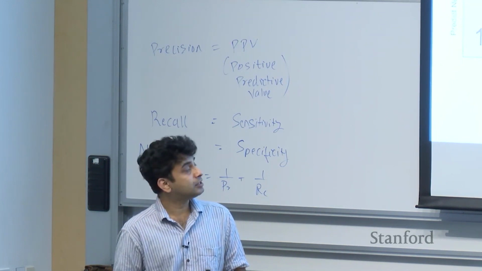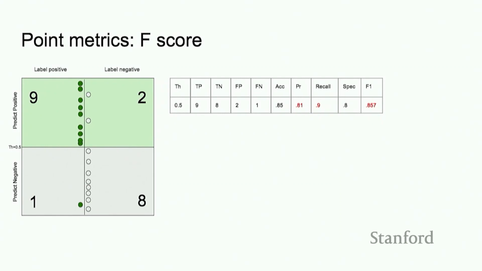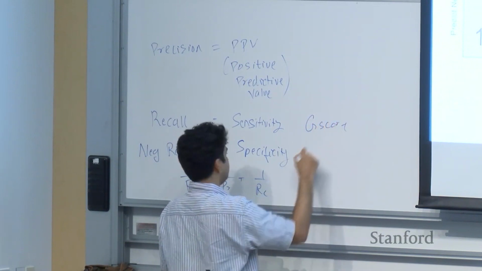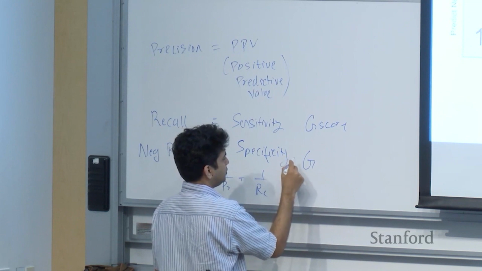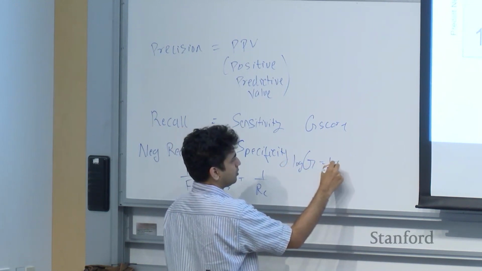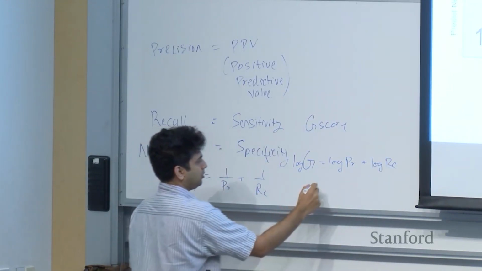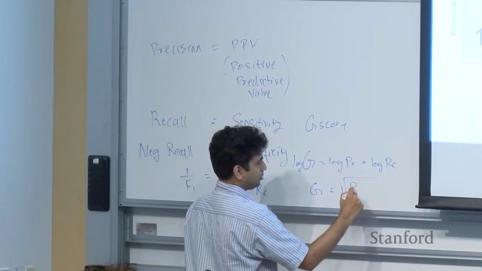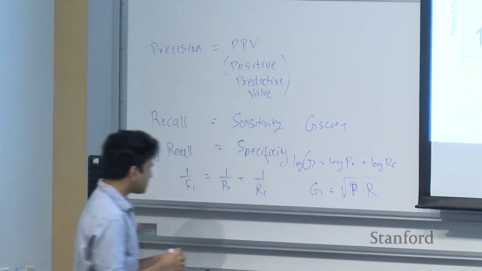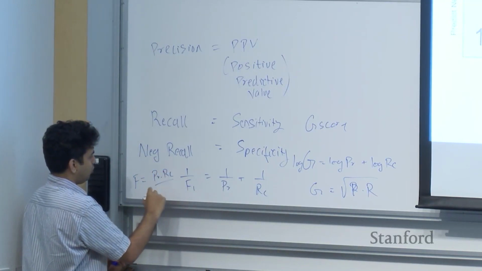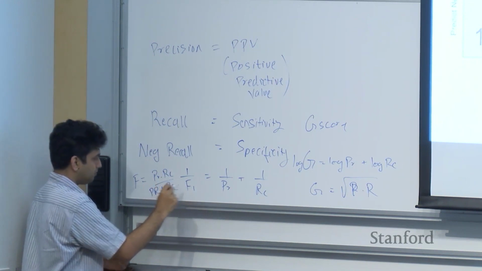Similarly, just like the F score, there is something called the G score, which is the geometric mean of precision and recall. So it is log G equals log precision plus log recall. So G is the square root of precision times recall, and F score is therefore precision times recall over precision plus recall.